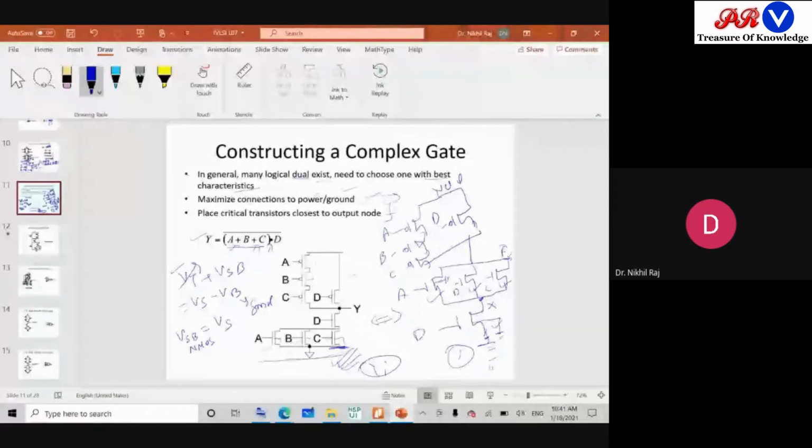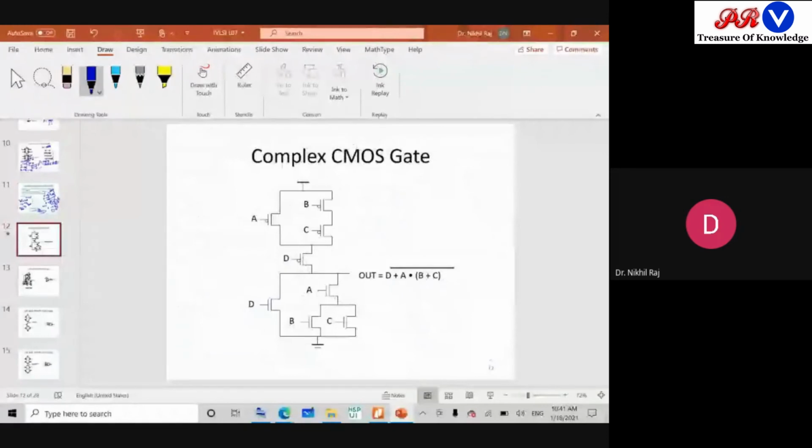Fine. Now coming to the realization of a complex CMOS gate. So this is again the same realization here. We have to realize first the inner is D plus A, already it is in the complement form. So if you take the complement, the double complement will go up. It will be D plus A into BC. So first BC is there. So we will place here B plus C.